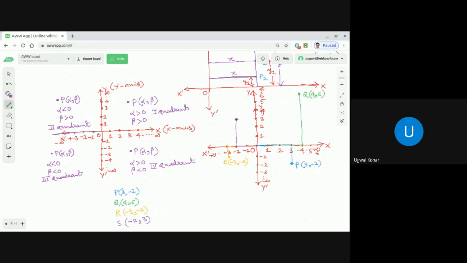Correct? So this is the point S, with coordinates (-2, 3), and it is in the second quadrant. I hope it is absolutely clear, dear students, how we can locate a point in the coordinate system. If anything is not clear, please do let me know. Is it absolutely clear, dear students? Yes, sir. Okay, please do let me know.